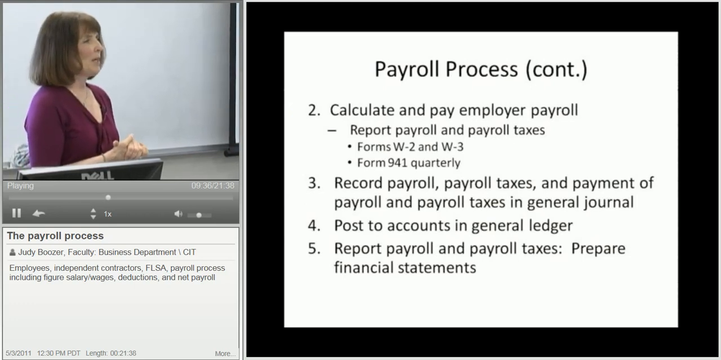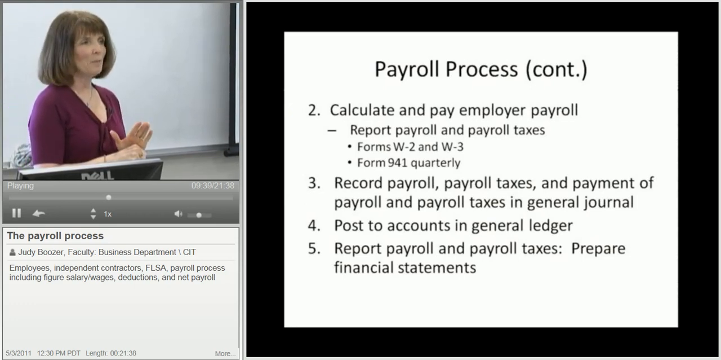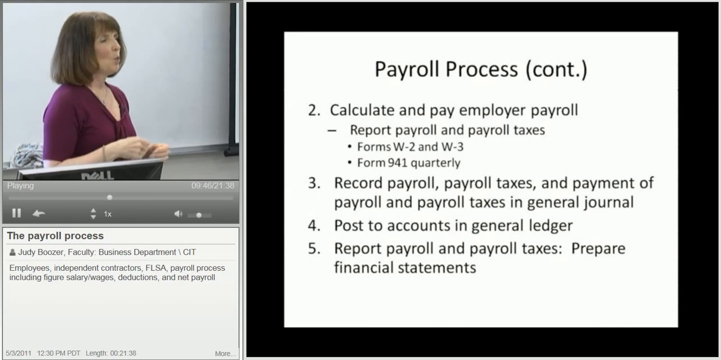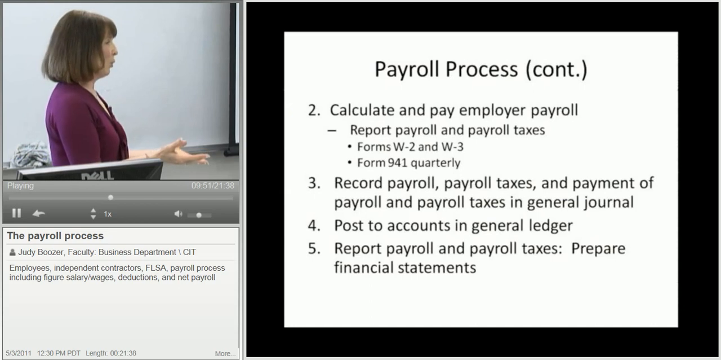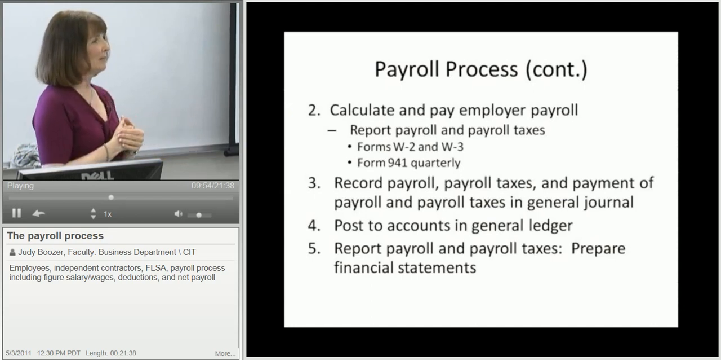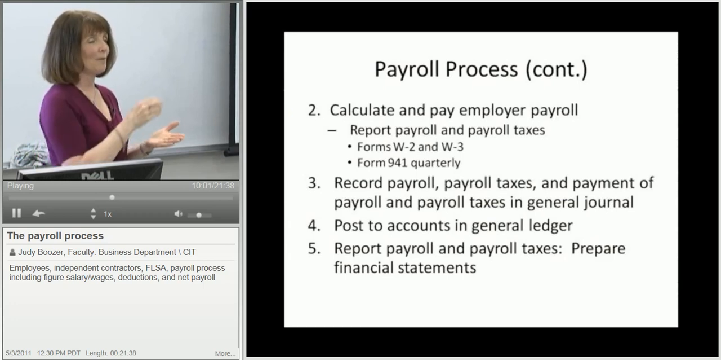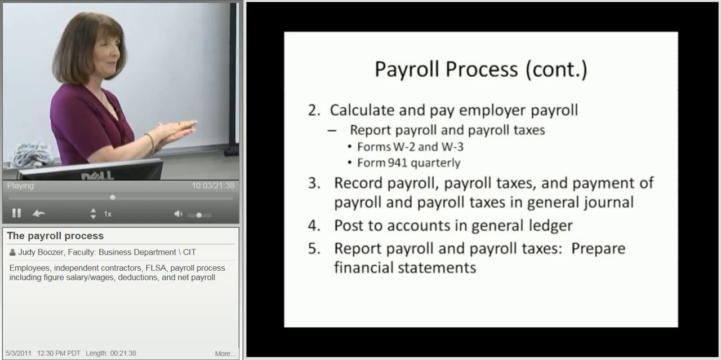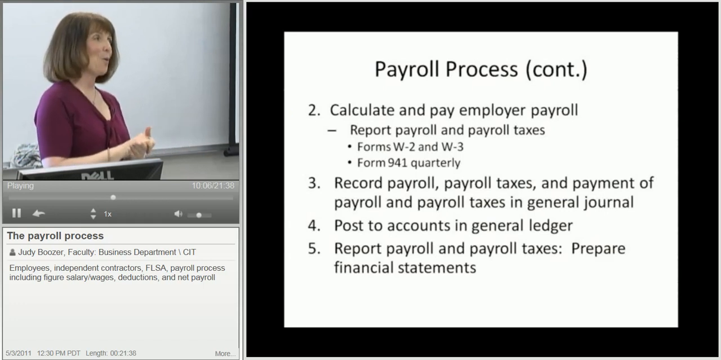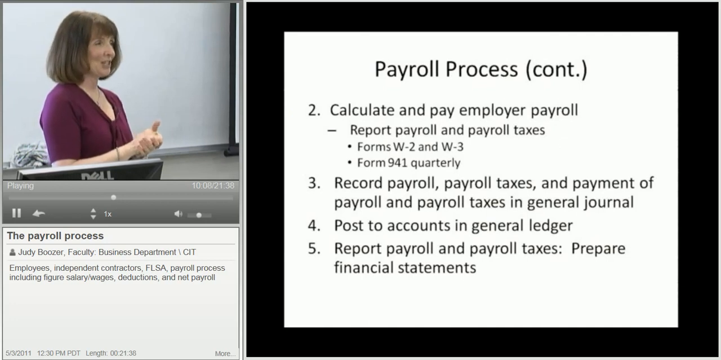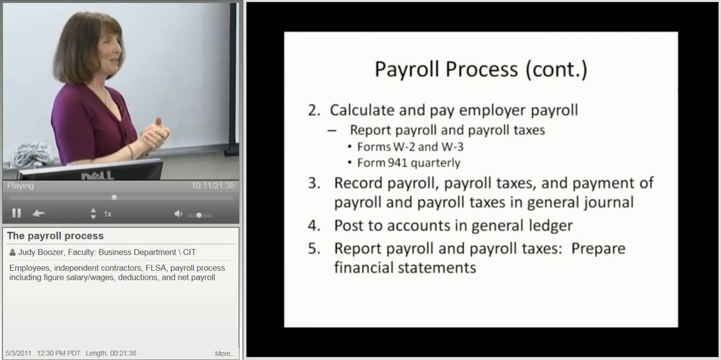A W-3 is actually just a transmittal form that is sent from the business to the government along with copies of all the W-2s. So when W-2s are processed at the end of the year and sent to all the employees, who also gets a copy of that? Yeah, the government. So even though when you file your tax returns, you have to include a copy with your federal return, they already know what it is. So it's just a check to make sure you're claiming what's already known.